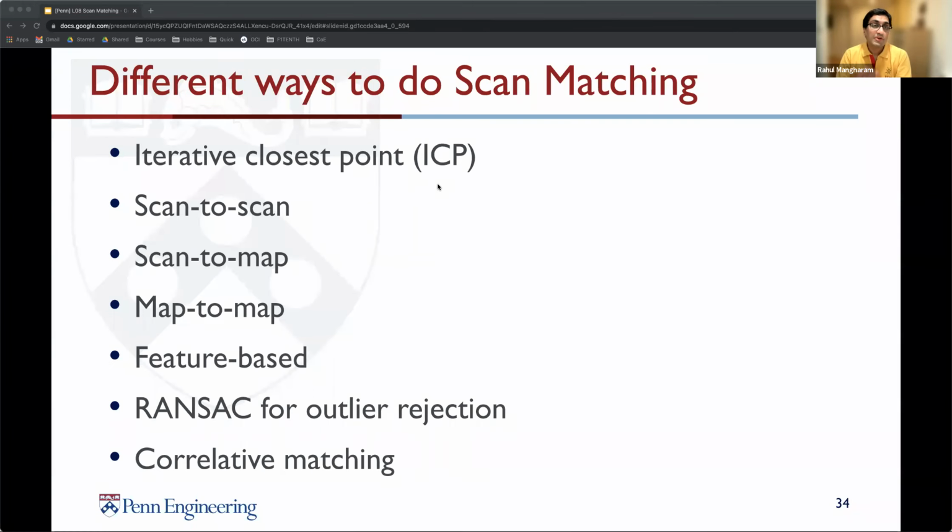So the most prominent approach to scan matching is the iterative closest point algorithm, which takes the previous scan and the current scan, and then makes a data association between the points in each of these and tries to obtain the translation and the rotation which minimizes the squared distances between these two points. As we will see, it uses SVD to do this computation.